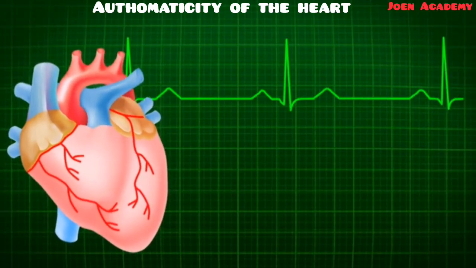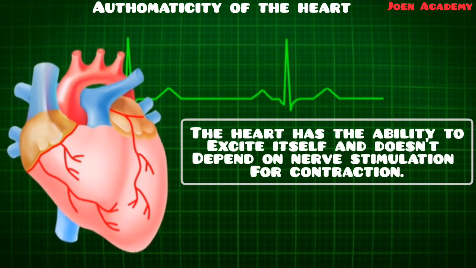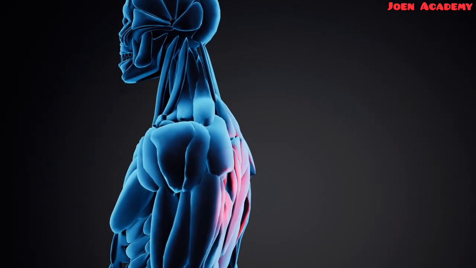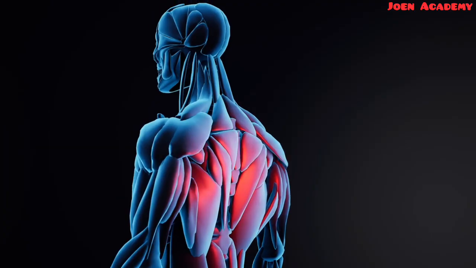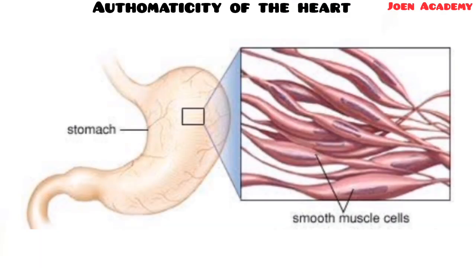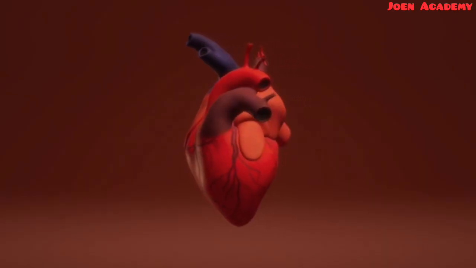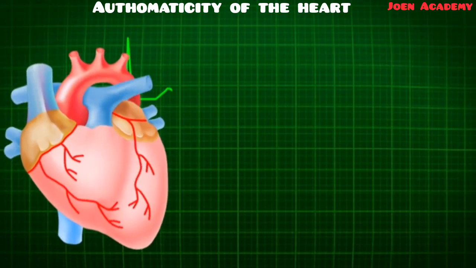One of the unique things about the heart is that it has the ability to excite itself and does not depend on nerve stimulation in order to contract, unlike the skeletal muscles that require nerve stimulation before they can become excited. Visceral smooth muscles and certain neurons of the reticular formation also have a similar ability to the cardiac muscle. A freshly isolated heart or even slices of cardiac muscle can exhibit spontaneous contraction for some time.